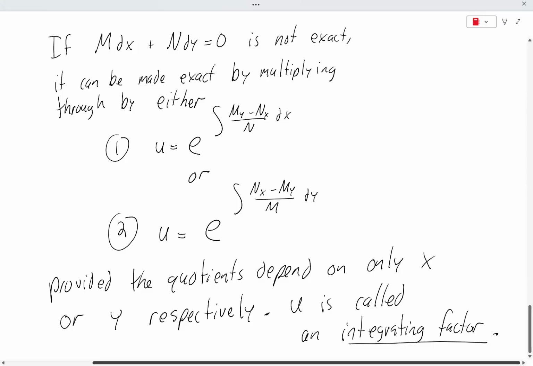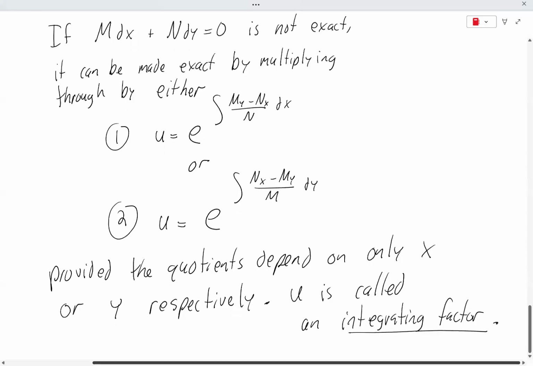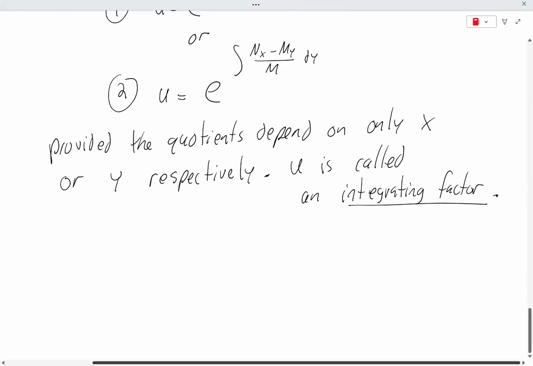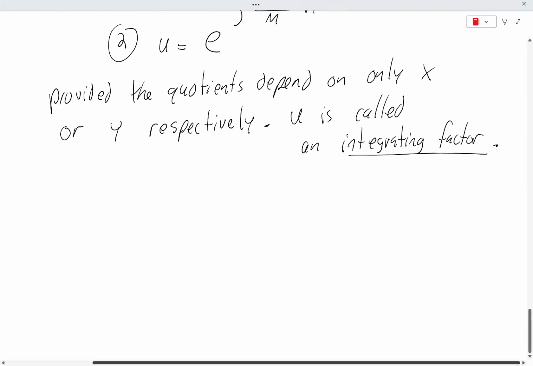I'll give you a second if you're writing this, because I'm going to run out of room on my screen here. Let's scroll down here. So let's look at this one here then. Let's see this differential equation. We're going to try to go through this process. So let's go through one.